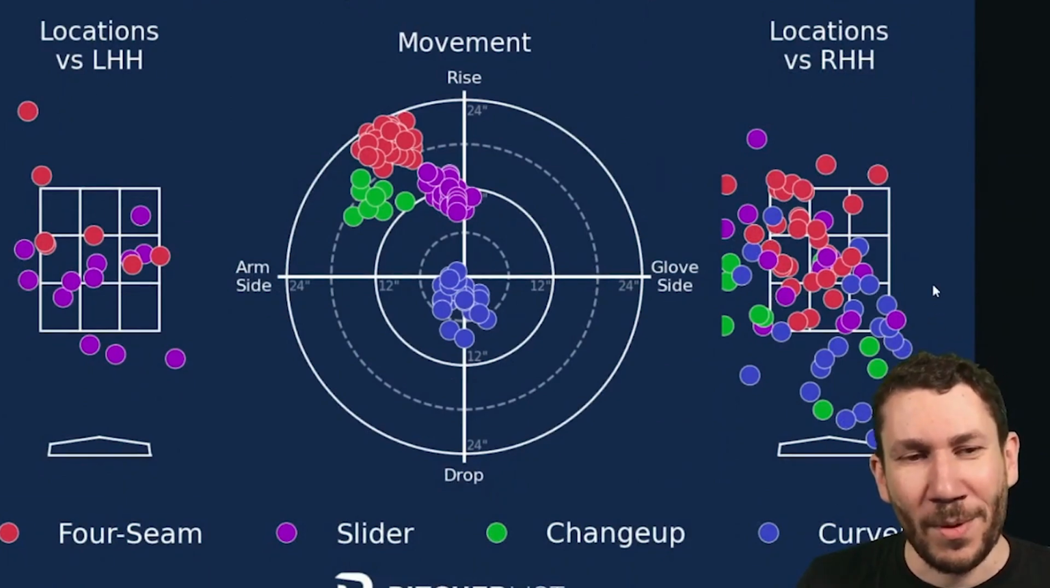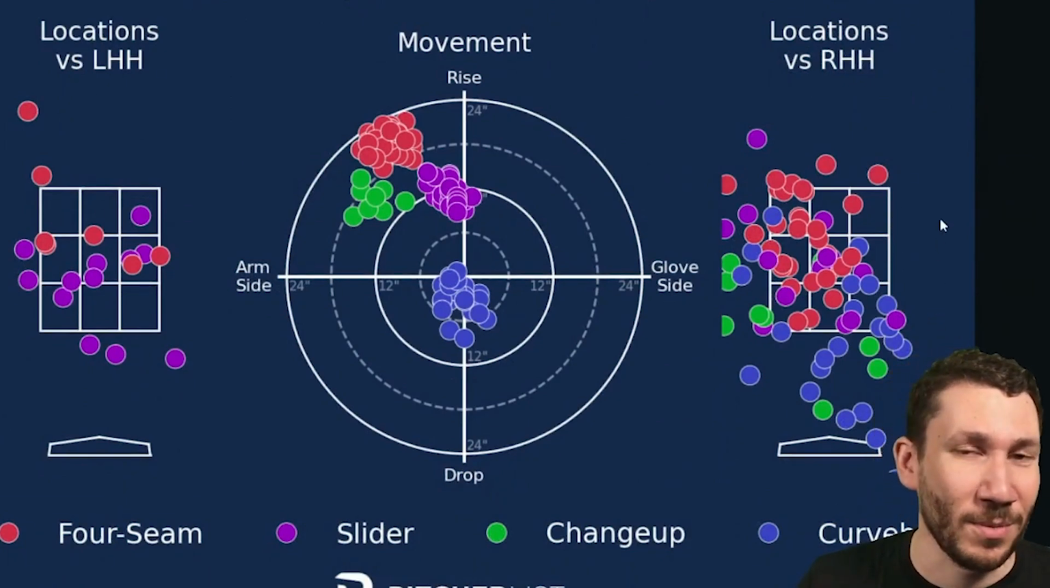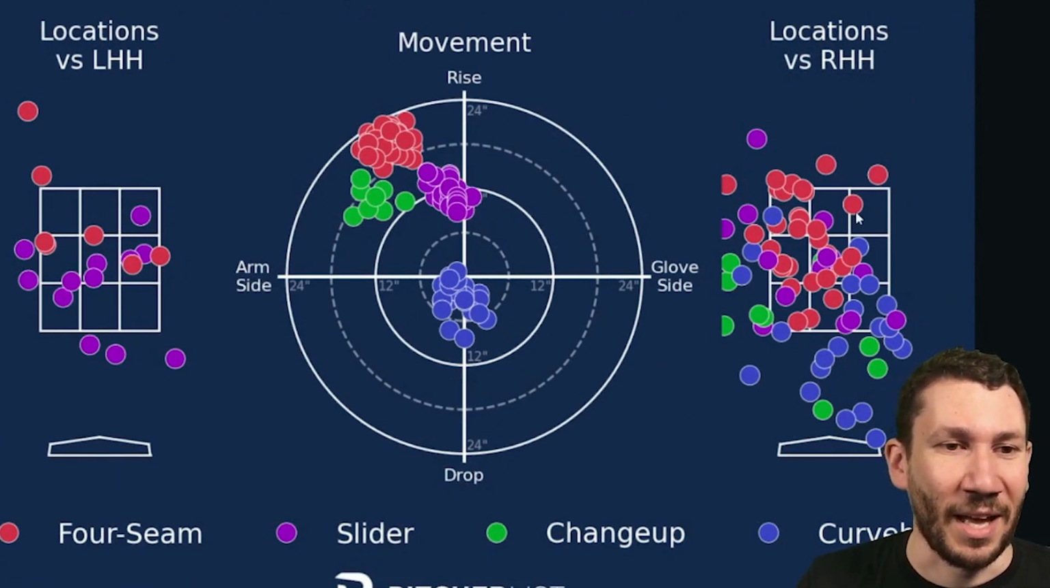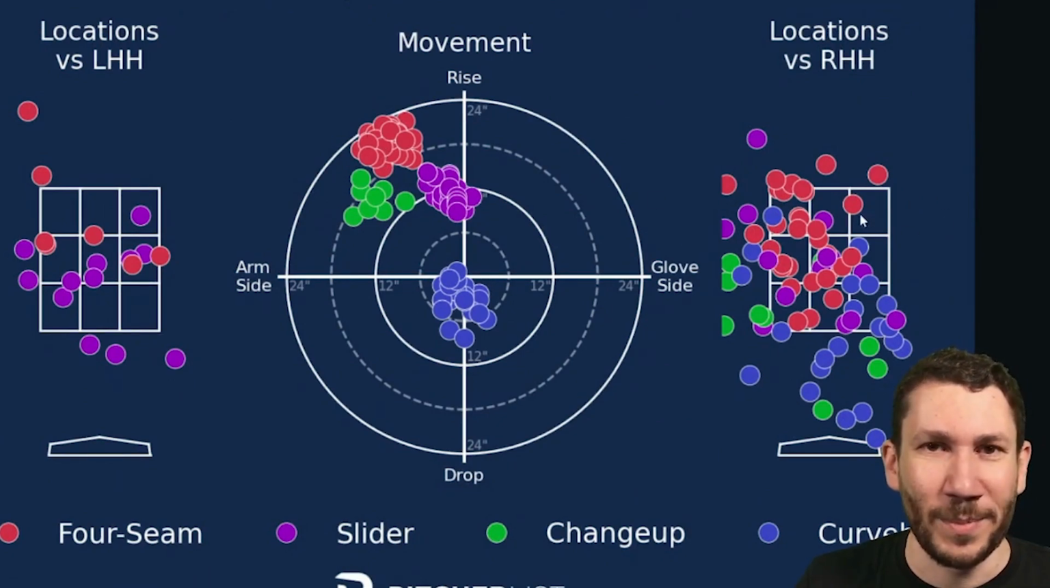Okay. With Robbie Ray, you just want to fill up the zone with four-seamers. This four-seamer is just really hard to hit for whatever reason. Probably the vert and the two-plane movement.